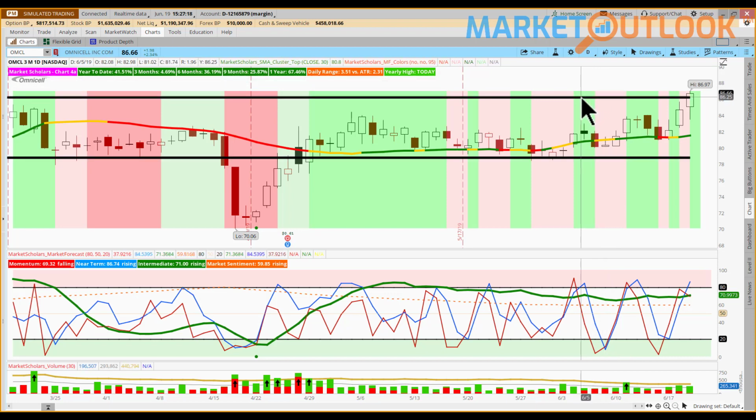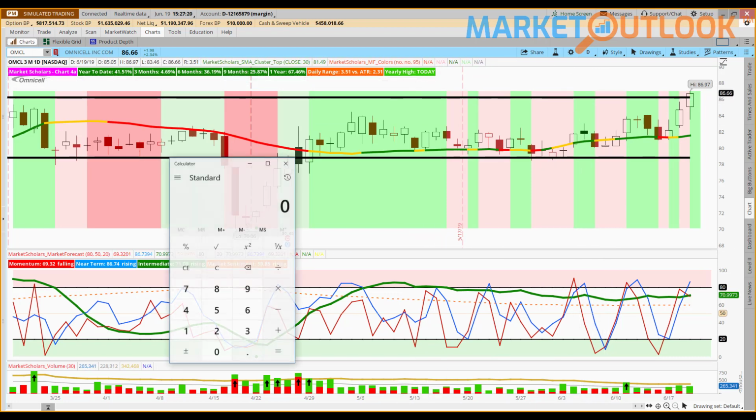And so what I'm going to do here is get my calculator out, and I'm going to look at a 1-for-1 reward risk ratio. So in other words, I'm going to set my stop loss. Let's set it just below this candle right here on the chart. The low price on that candle is at 78.38. So let's set it a couple of pennies below that. 78.36 is where I'll put my stop loss.